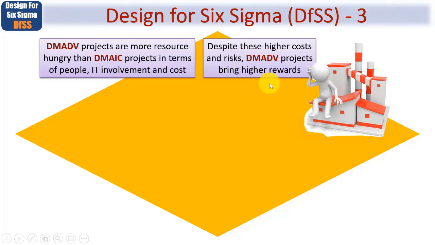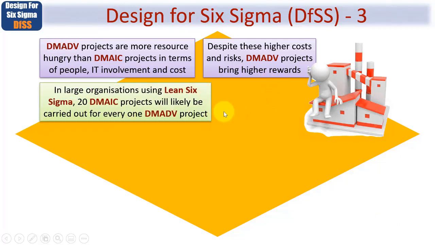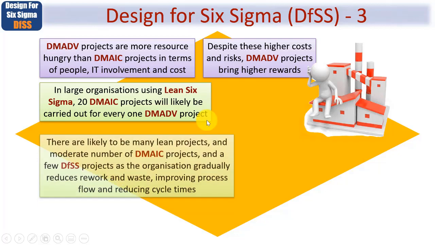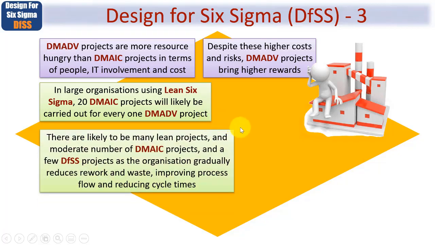Now, in large organizations using Lean Six Sigma, just using a typical example, let's say 20 DMAIC projects will likely be carried out for every one DMADV project. In other words, DMAIC is more often needed and used because there are likely to be many lean projects and a moderate number of DMAIC projects and a very few DfSS projects as your organisation gradually reduces rework and waste, improves process flow and the reduction of cycle times.